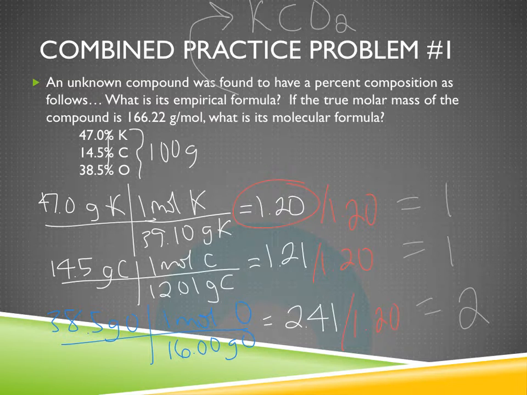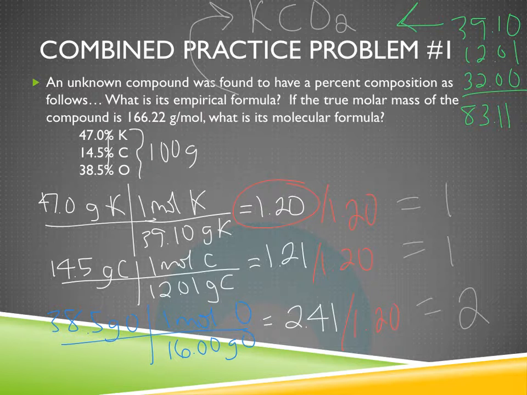Now, the next step says, if the true molar mass of the compound is 166.22 grams per mole, what is its molecular formula? Well, first I have to calculate the molar mass of the empirical formula. So 1 potassium is 39.10, 1 carbon is 12.01, and 2 oxygens is 32.00. Add that together: 39.10 plus 12.01 plus 32 is 83.11 grams per mole for this guy.